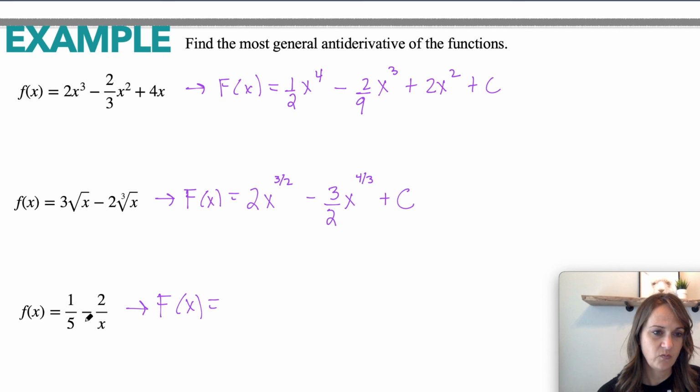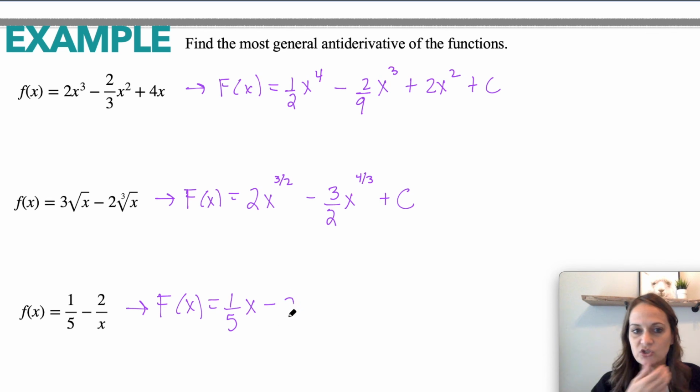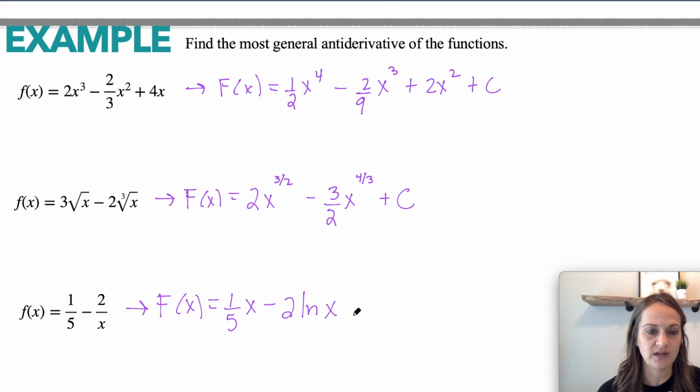Last, the 1/5 just gets to have an x. And then remember, this is 2 times 1 over x. Now, we talked about a minute ago that 1 over x, the antiderivative of, is the natural log. So this is just 2 natural log of x and plus c.